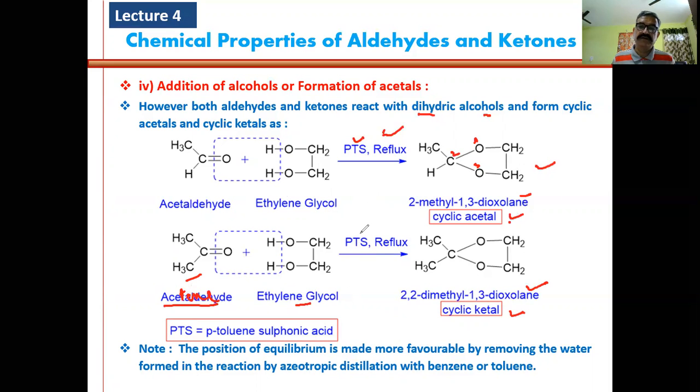In presence of PTS, para-toluene sulfonic acid, as well as we are refluxing, the position of equilibrium is made more favorable by removing water. That is why we used PTS. The water formed in the reaction is removed by azeotropic distillation with benzene or toluene. We do azeotropic distillation, by which we remove the water along the way. PTS will dehydrate and with distillation we keep taking it out.